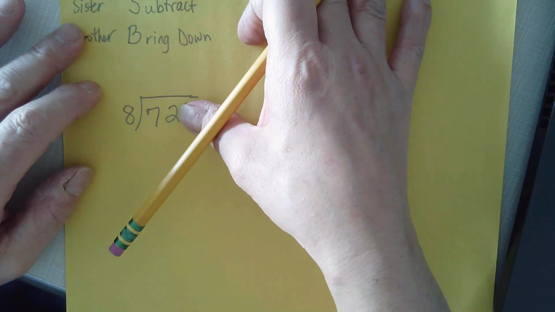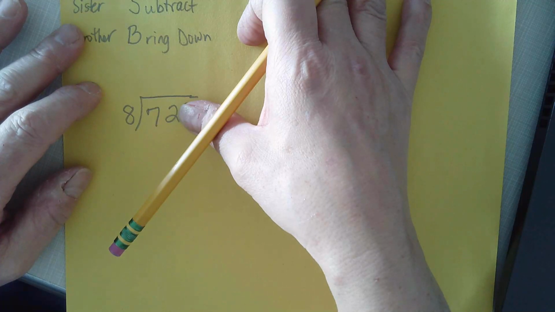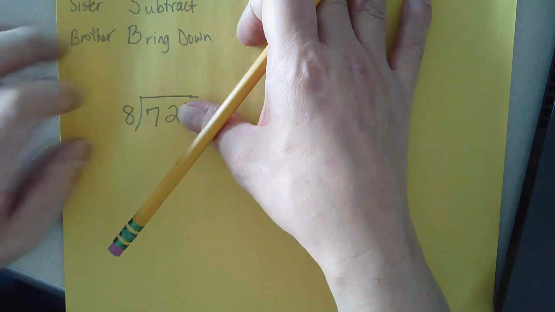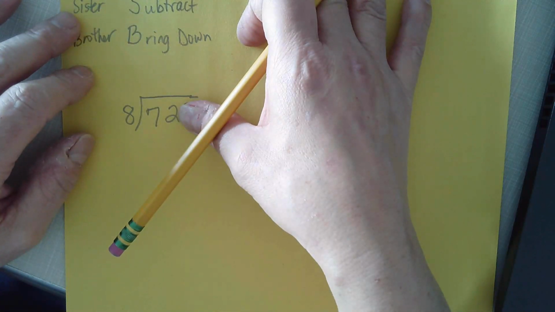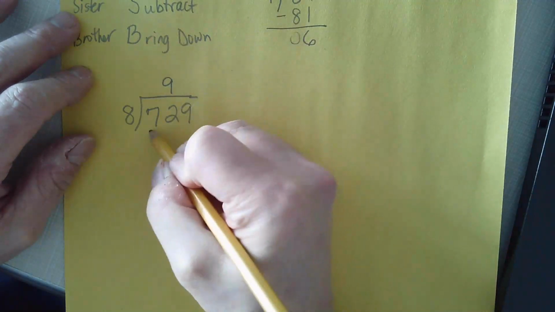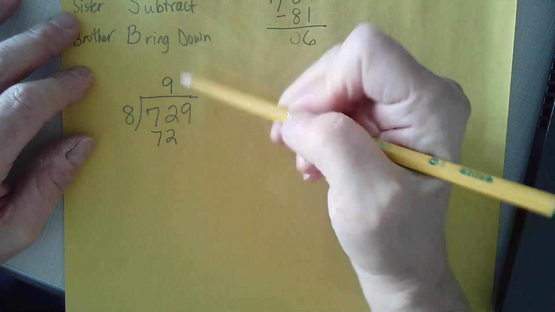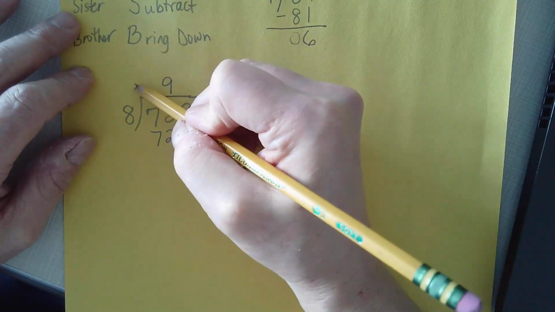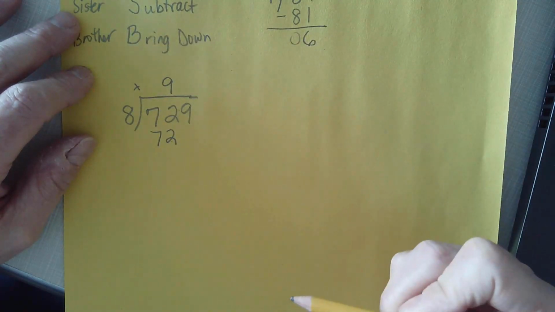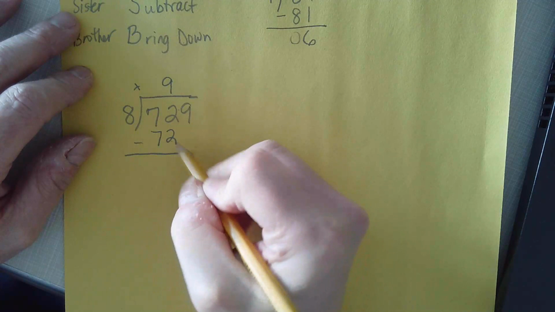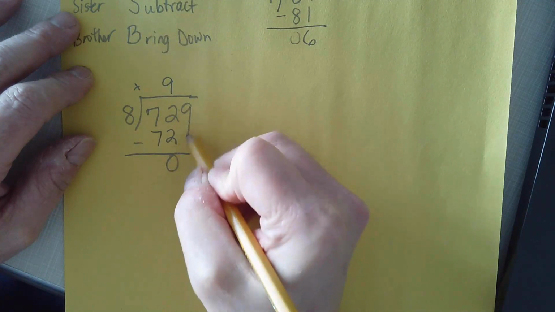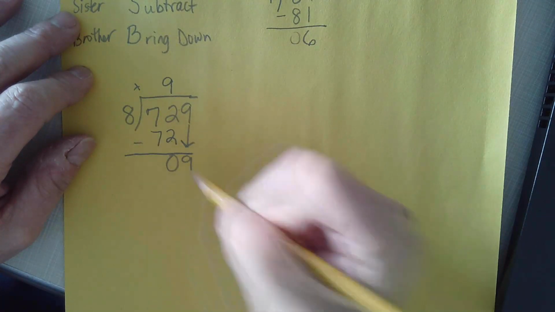Can 8 be divided into 72? Well, by far, yes, because 72 is much larger than 8. What number times 8 is as near as possible to 72 or equal to 72? Correct. 9. 9 times 8 is 72. So we did our division, and now we did our multiplication. 9 times 8 is 72. Now we're going to do our subtraction. 2 minus 2 is 0, and now we're going to bring down that other digit.